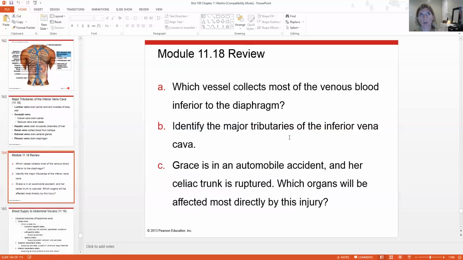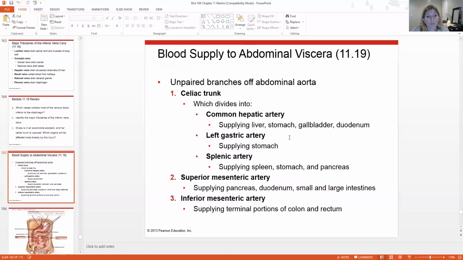Again, sample question. Which of these drains into the inferior vena cava? Right? Which of these drains into the superior vena cava? As long as you know thoracic and abdominal and those regions, you should be able to answer that. There's also blood supply to the abdominal viscera. These are our specific organs.